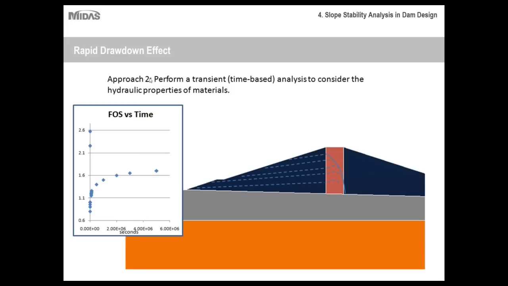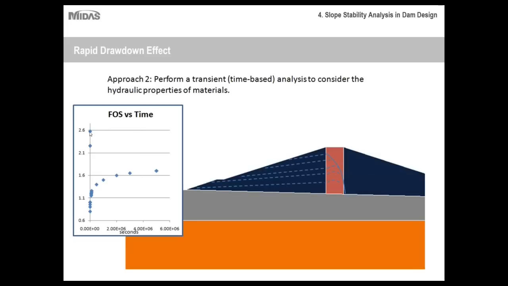So here we have approach 2, which is a transient or time-based analysis to consider hydraulic properties of the materials. As you can see, instead of just taking a before and after, using your numerical modeling program you'd be able to create a series of analyses over a period of time, and analyze how the slope stability would be affected as the water level changes very gradually. Here is a series of piezometric lines, a very simplified picture.